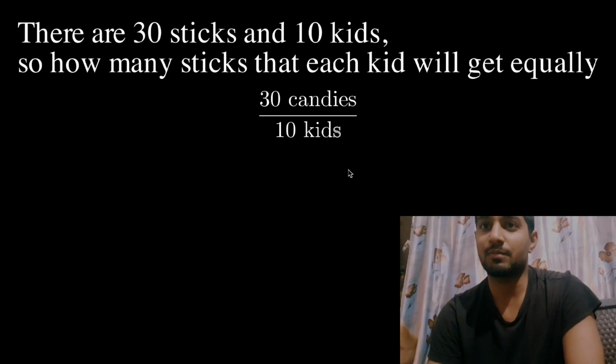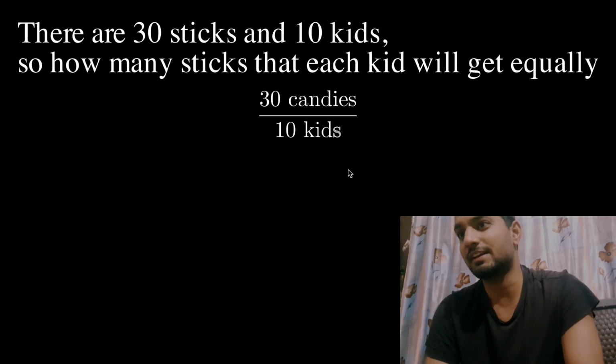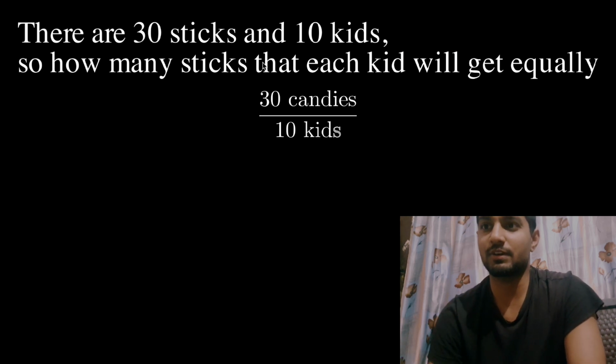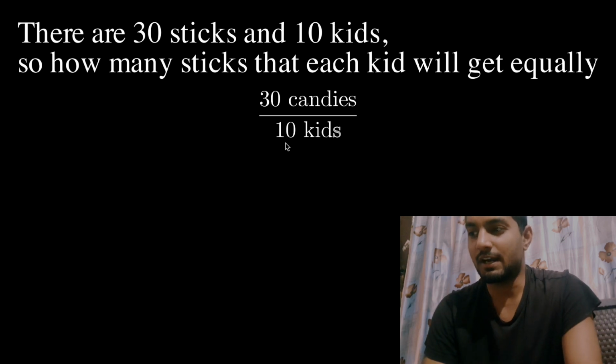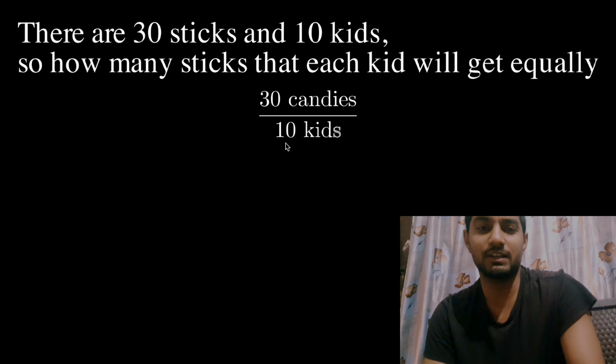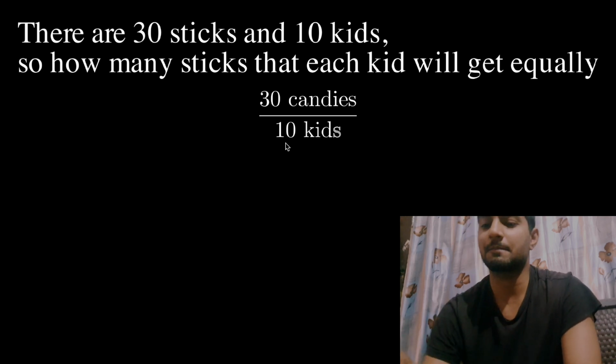If you have a problem like there are 30 sticks and there are 10 kids, how many sticks will each kid get equally? So we have 30 candies that we can see over here, and we want to distribute them equally to the kids. It's a kind of division. This is the first time I'm talking about division, and division is basically distributing a certain number of things equally among the number of kids or whatever you have. How can we do it?